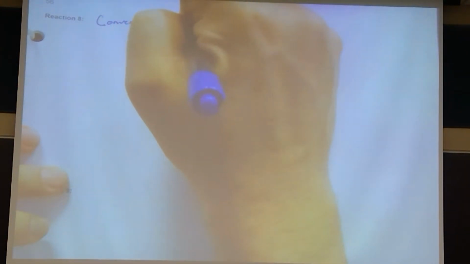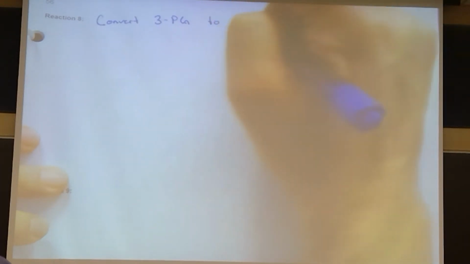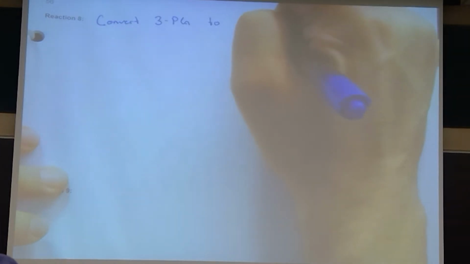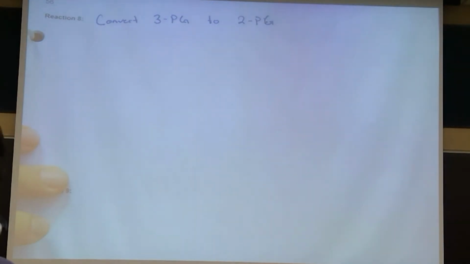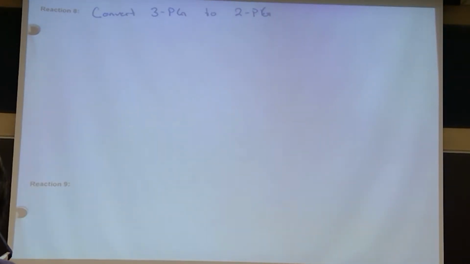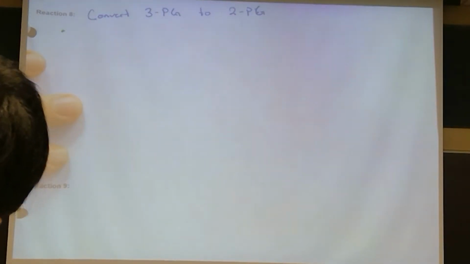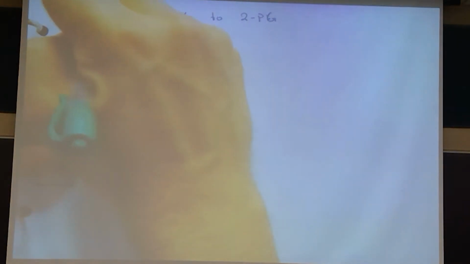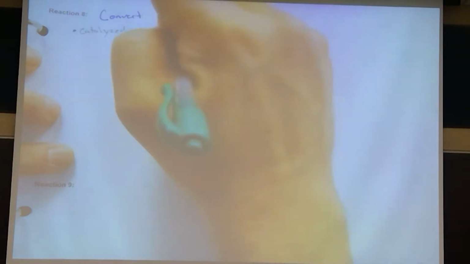Next step. Great, you got 20 minutes to finish these last 3 steps. Perfect. Conversion of 3-phosphoglycerate to 2-phosphoglycerate. This is catalyzed by PG mutase, or phosphoglycerate mutase.